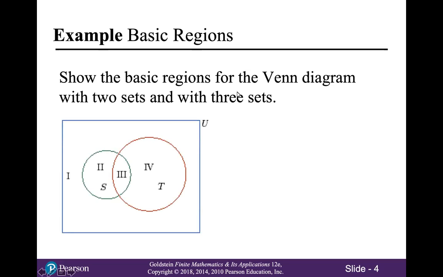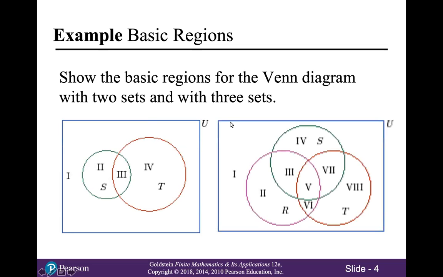So the Venn diagram with 2 sets has 4 basic regions. You can see them numbered here. You don't have to number them in this order as long as you number all 4 of them. And then in the Venn diagram for 3 sets, there are 8 basic regions. And again, they can be numbered in any order.